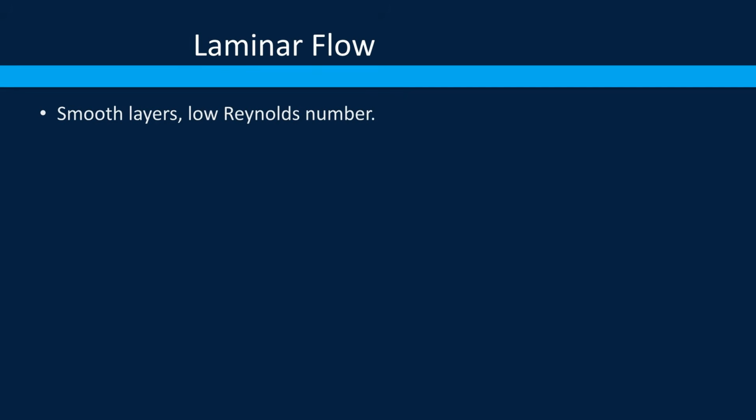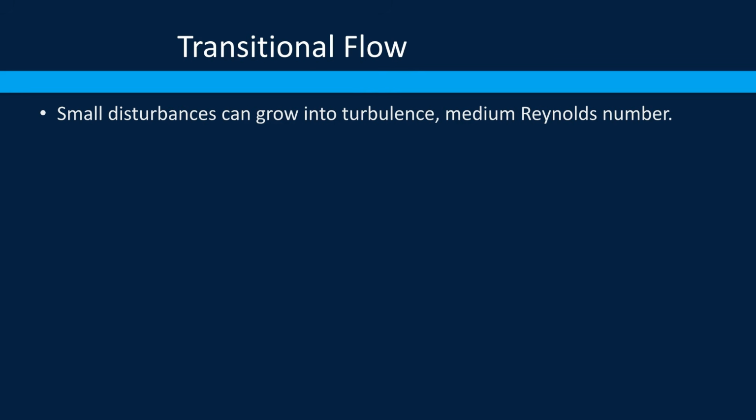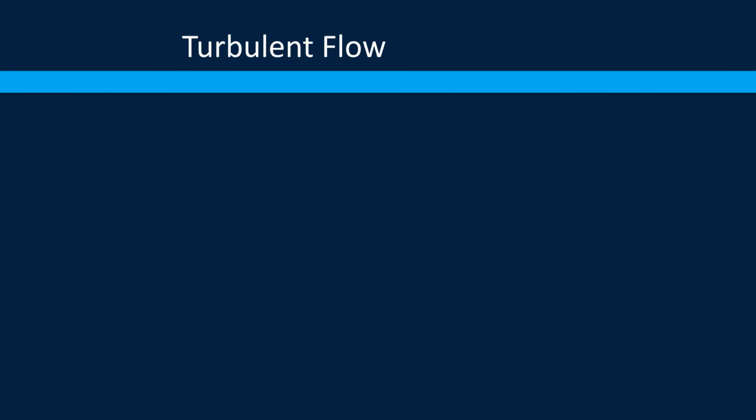Laminar flow occurs at low Reynolds numbers. In this state, the fluid moves in smooth, orderly layers without significant mixing. Transitional flow is found at medium Reynolds numbers. Here, the fluid is susceptible to small disturbances that can escalate into turbulence. Turbulent flow is characterized by high Reynolds numbers. This state involves chaotic mixing and irregular fluctuations within the fluid.